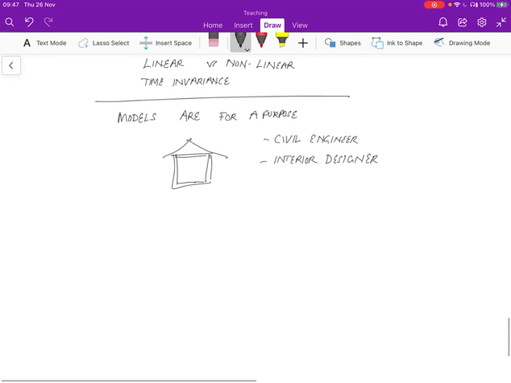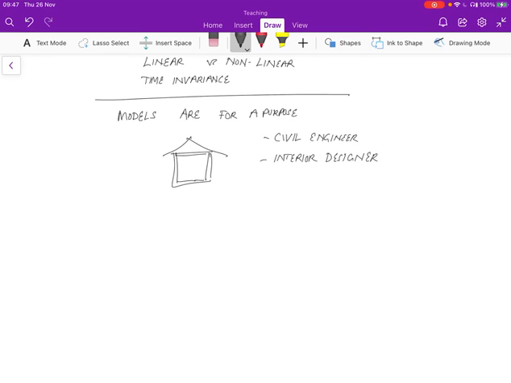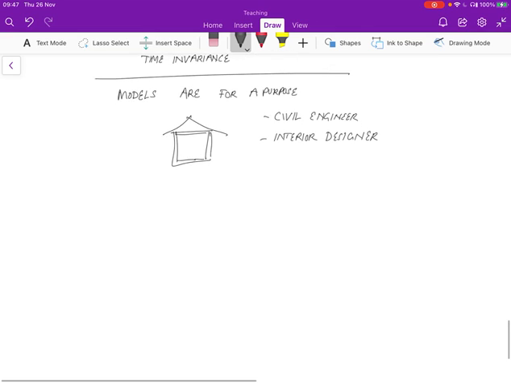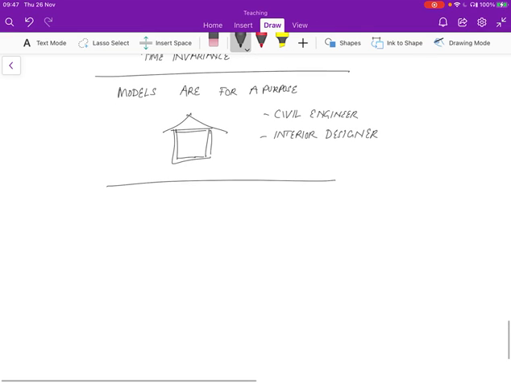So when somebody says, "Build me a model for the house," you have to say, "What's it for? Are you a civil engineer or an interior designer?" And if you don't know what the purpose is, then the model is very likely to be either not useful or, in fact, wrong. The second thing to remember is that models are abstractions.